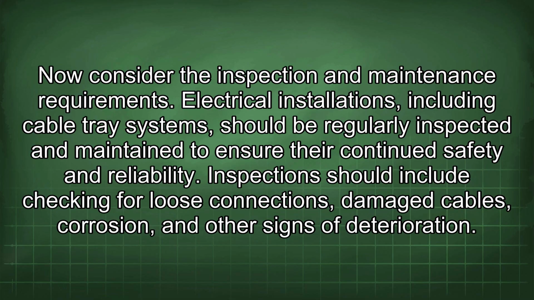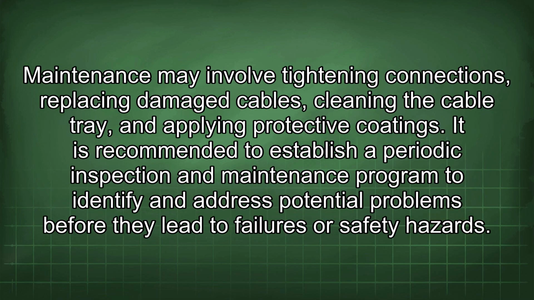Electrical installations, including cable tray systems, should be regularly inspected and maintained to ensure their continued safety and reliability. Inspections should include checking for loose connections, damaged cables, corrosion, and other signs of deterioration. Maintenance may involve tightening connections, replacing damaged cables, cleaning the cable tray, and applying protective coatings. It is recommended to establish a periodic inspection and maintenance program to identify and address potential problems before they lead to failures or safety hazards.